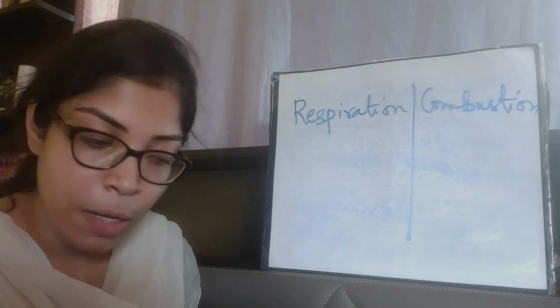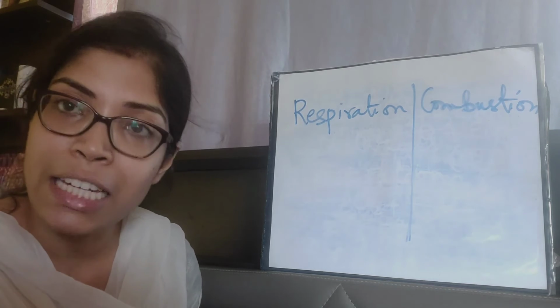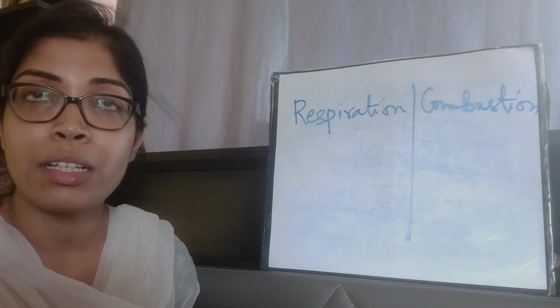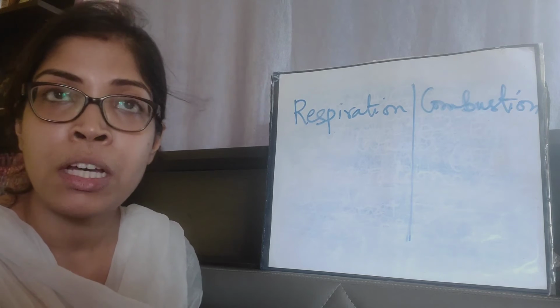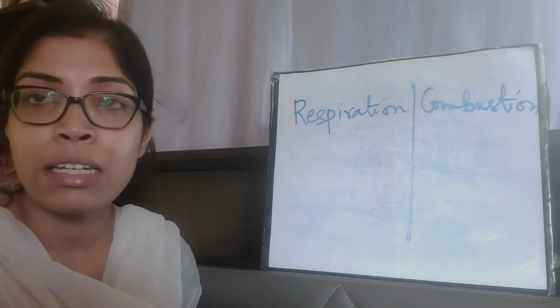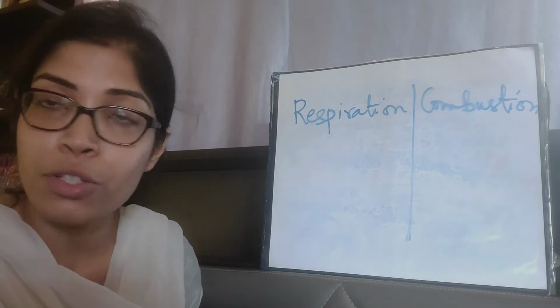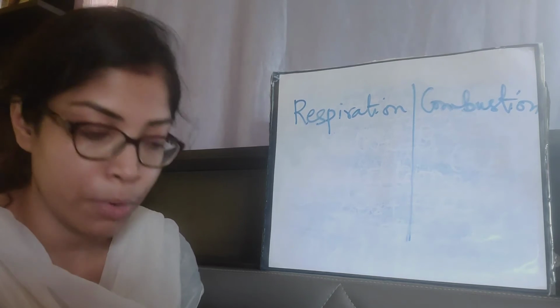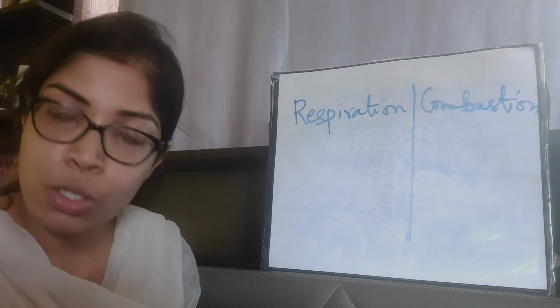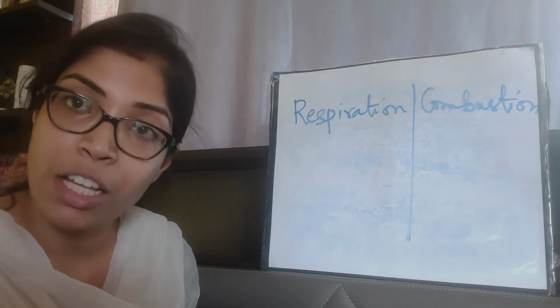Respiration takes place at room temperature, while combustion takes place at a high temperature, because combustion involves the formation of fire. In our body, when respiration takes place in living organisms, no formation of fire is there. It takes place at room temperature. Respiration is a slow process, combustion is a fast process.